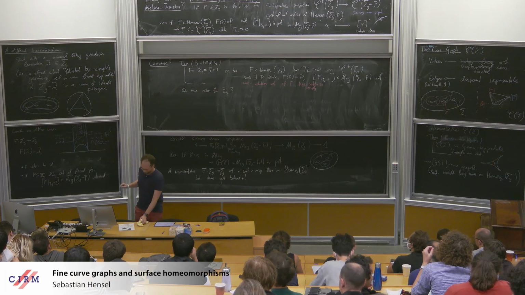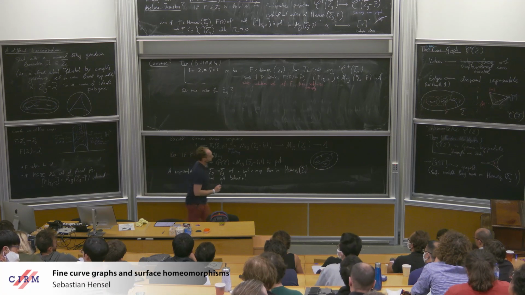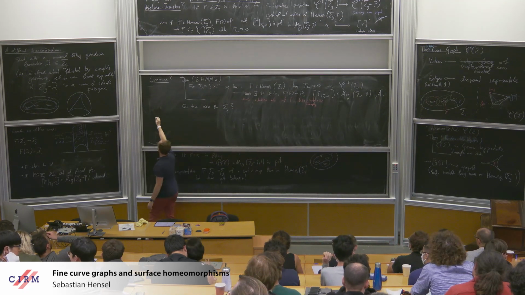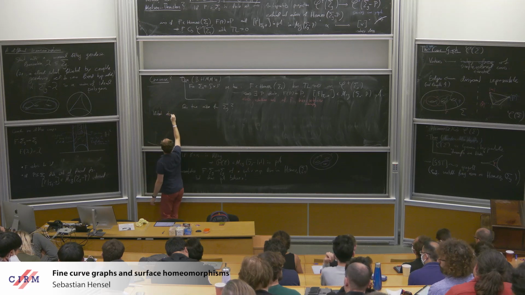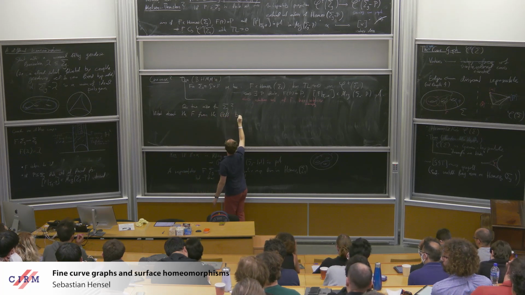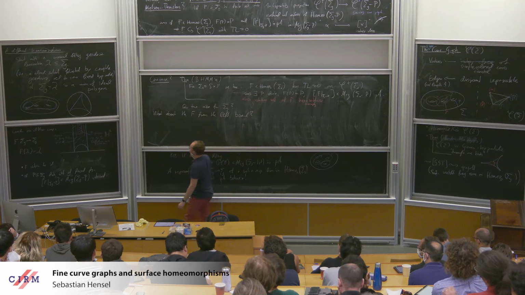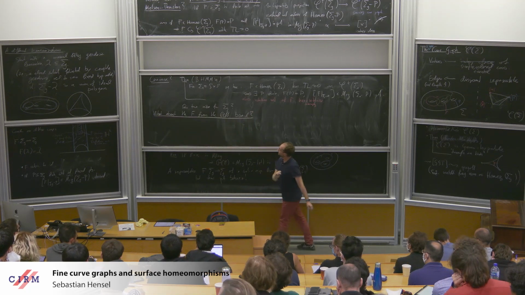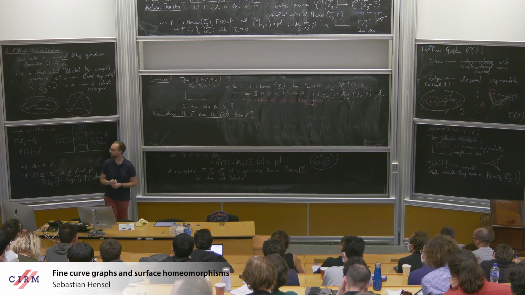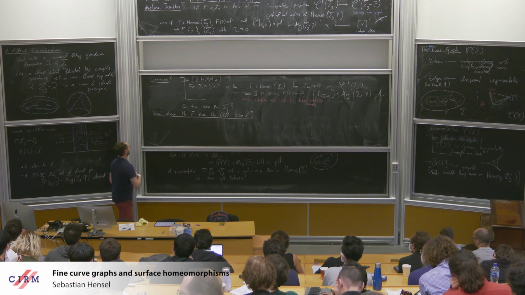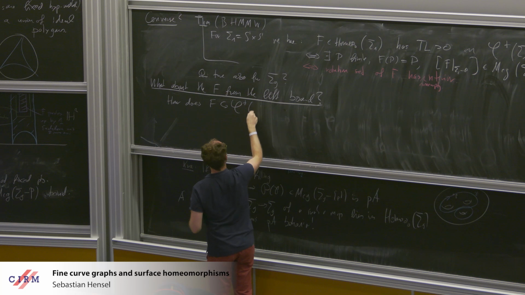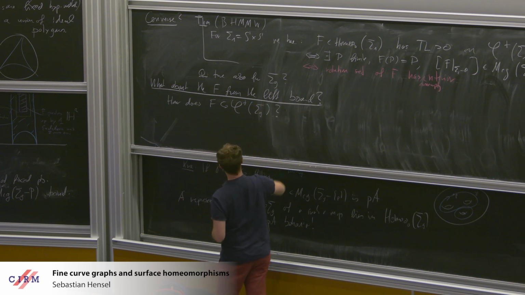OK, so what about this example? So what about the F from the left board? This acts on this fine curve graph, and we can now try to understand what kind of action it is. How does F act on the fine curve graph of this thing? And there's two comments I want to make here.